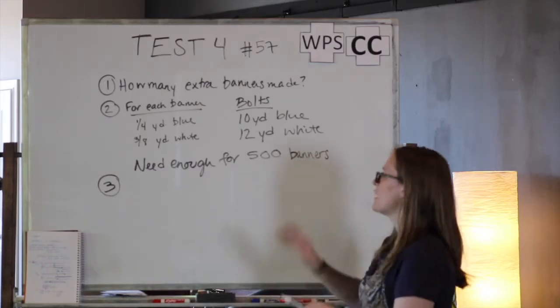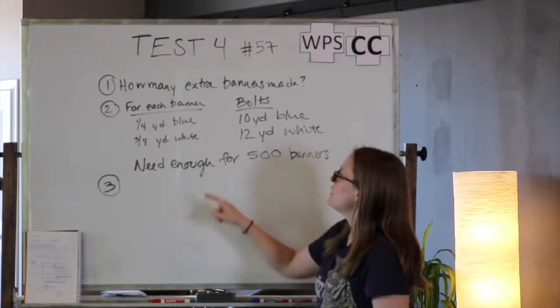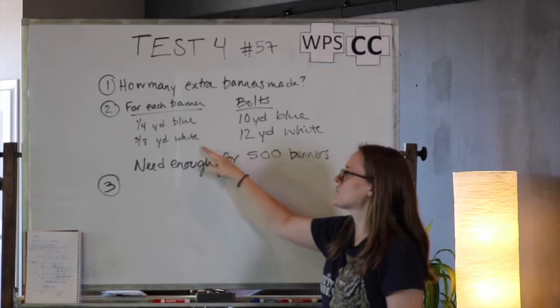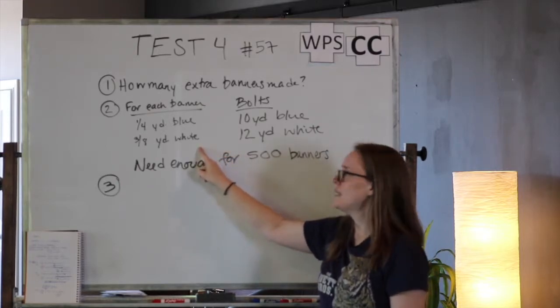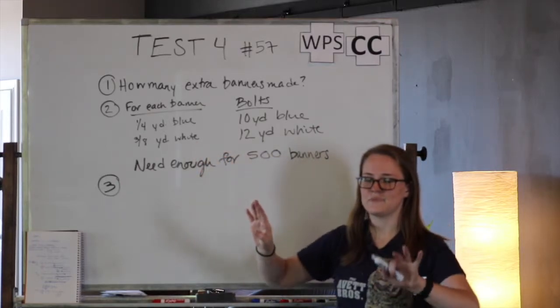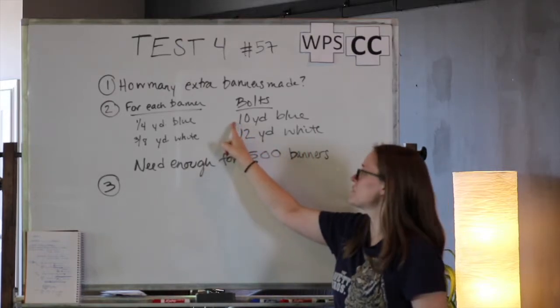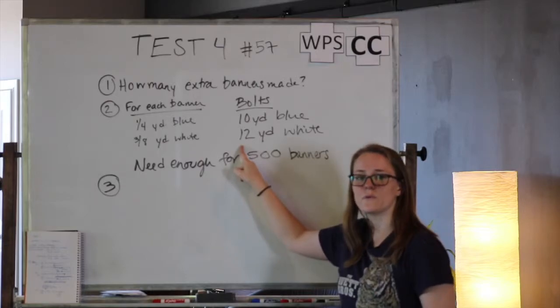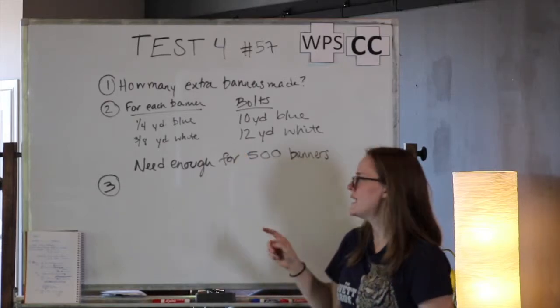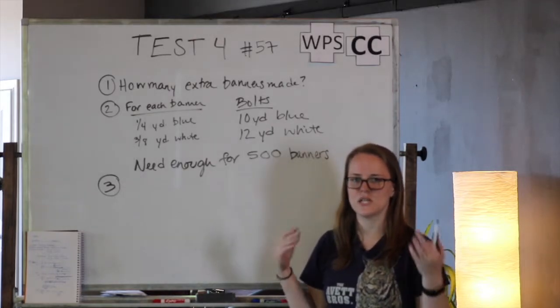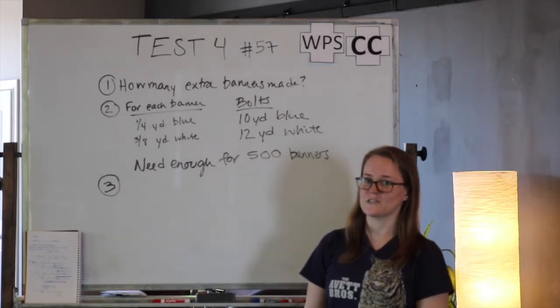So I went ahead and wrote that out here, and it's a lot of information. We know that for each banner, they need 1/4 yard of blue fabric and 3/8 of a yard of white fabric. But rather than buying the precise amount they needed, they're going to buy in 10-yard increments for blue and 12-yard increments for white because it's cheaper, I guess. And they need to make at least 500 banners, and based on the premise of the question, you can bet there's going to be some extra banners as well.